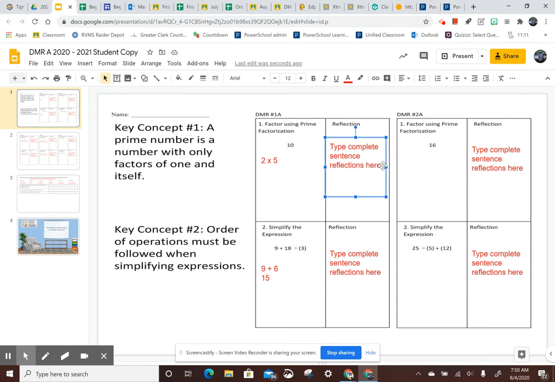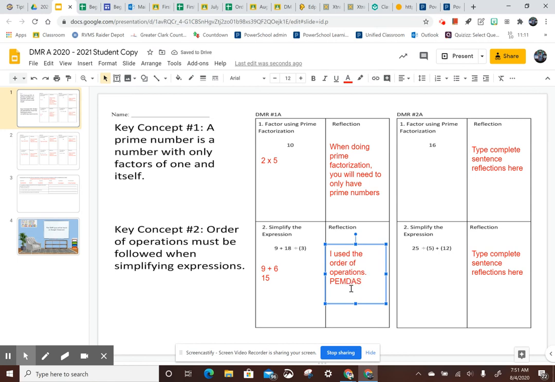So the last thing that you have to do after you've done those is do the reflection. So your reflection sentences could be several things. When doing prime factorization, you will need to only have prime numbers. Okay, the reflection on this one: I used the order of operations, PEMDAS.